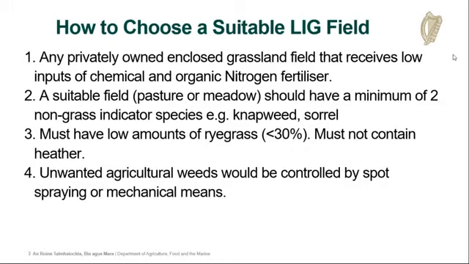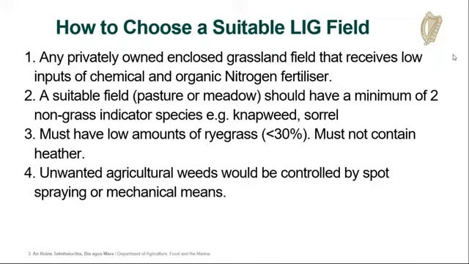So I'll concentrate on the LIG fields first, the low input grassland fields first, and tell you how to choose a suitable field for those. And we'll go through an overview of the scorecards for LIG fields and what the requirements are for those. So it's any enclosed grassland field that receives low inputs of chemical and organic nitrogen fertilizer. Unlike LIP in GLAS, it's suitable for a pasture or a meadow.